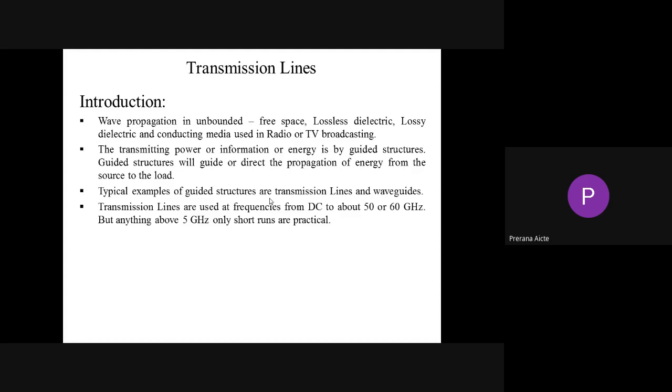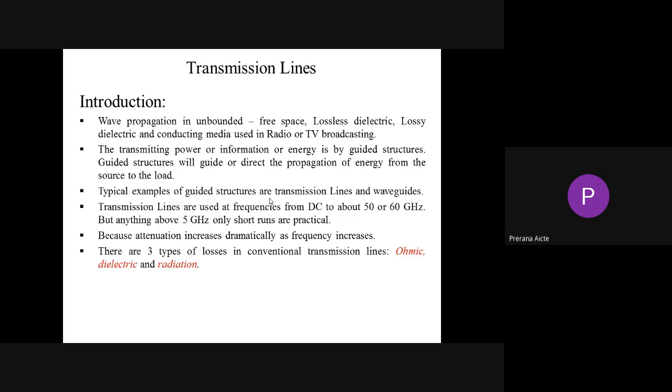So the transmission lines are used at frequencies ranging from DC, which means 0 hertz, to 50 or 60 gigahertz. Because the attenuation increases dramatically as frequency increases. While increasing the frequency, the attenuation losses increase dramatically. So only within a particular frequency range can we use these transmission lines. If it is more than that frequency, automatically the losses will increase.